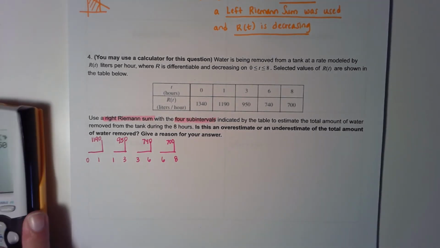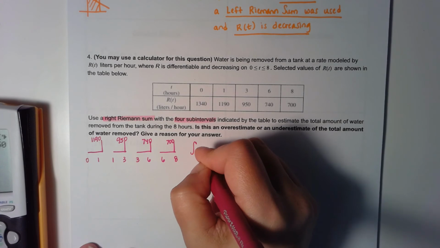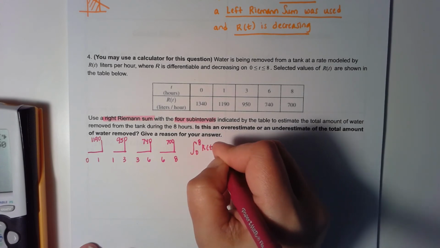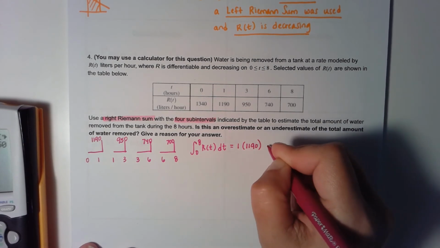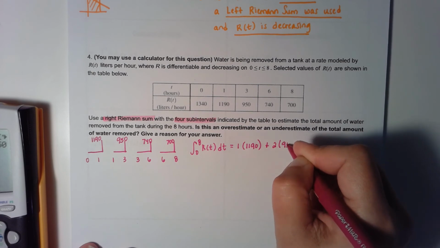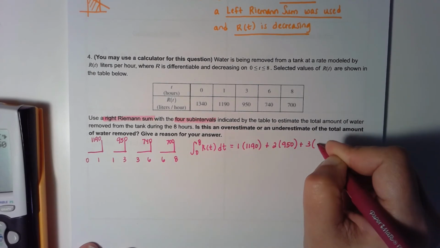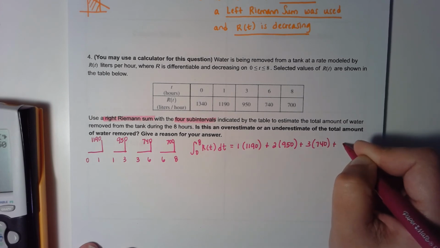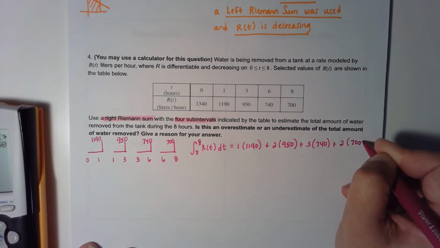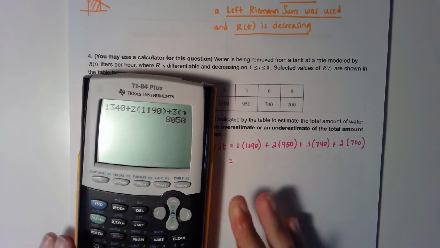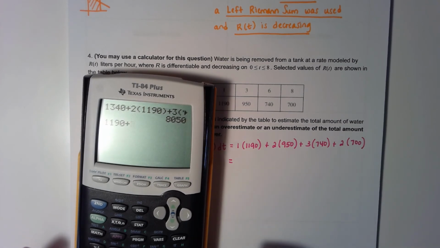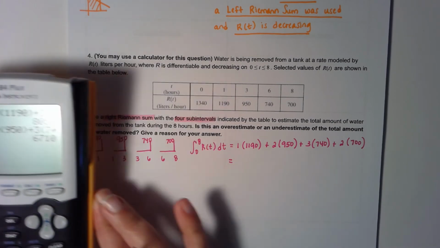Now, I'm going to show that I understand how to compute this integral. That's really important. So the integral from 0 to 8 of r of t dt would be equal to 1 times 1190 plus 2 times 950 plus 3 times 740 plus 2 times 700. Now I'm going to use my calculator to actually perform the computations. Again, on the AP test, I believe this was actually a no calculator question, so that's why I think showing your work is so important here. You can still get partial credit even if your final answer was wrong. And I got 6710.